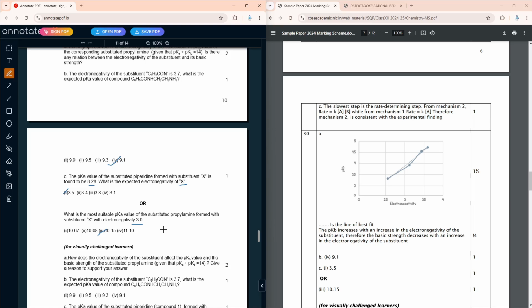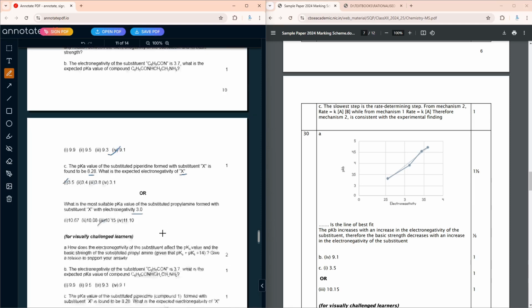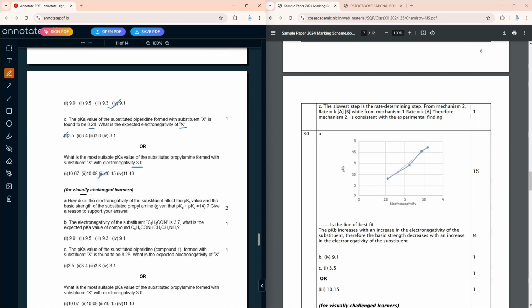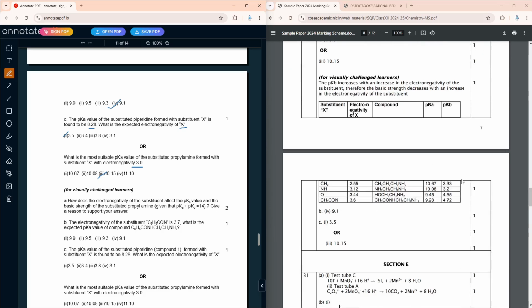So all of these are just looking at the information given to you and figuring it out. You got this. The next question is for visually challenged learners. How does the electronegativity of the substituent affect the pKb value? Essentially they're asking you to tabulate the values instead of the graph and just give them the values of pKb. So that's what is given in this solution as well. So you just have to write the value of pKb or calculate the value of pKb, instead of the graph.